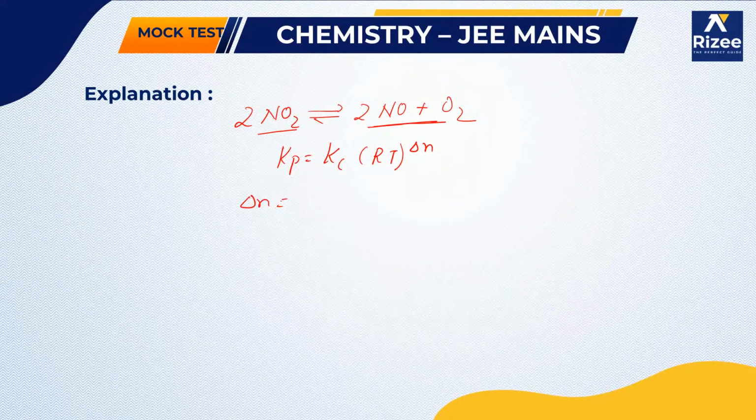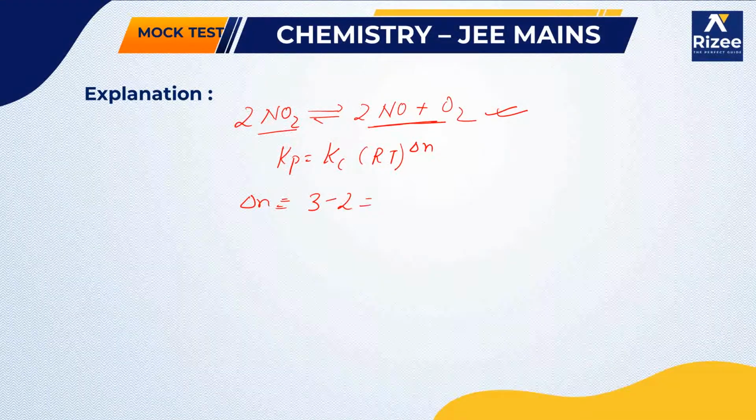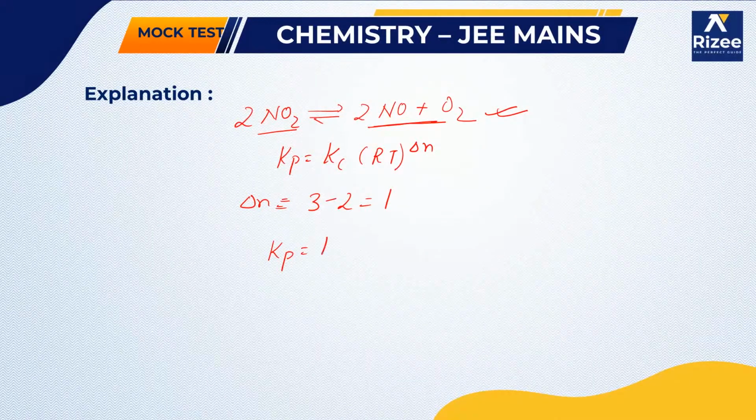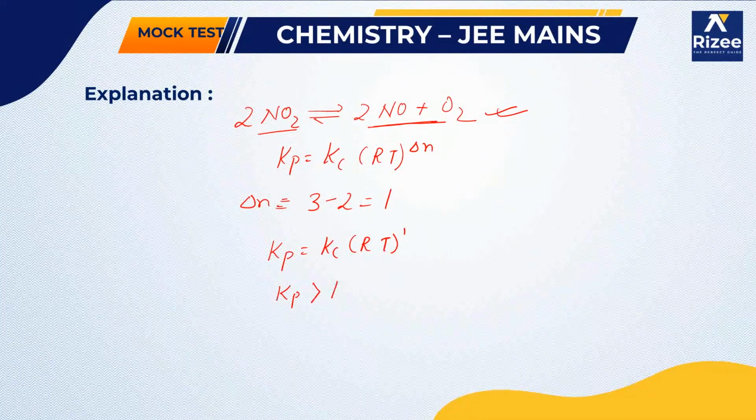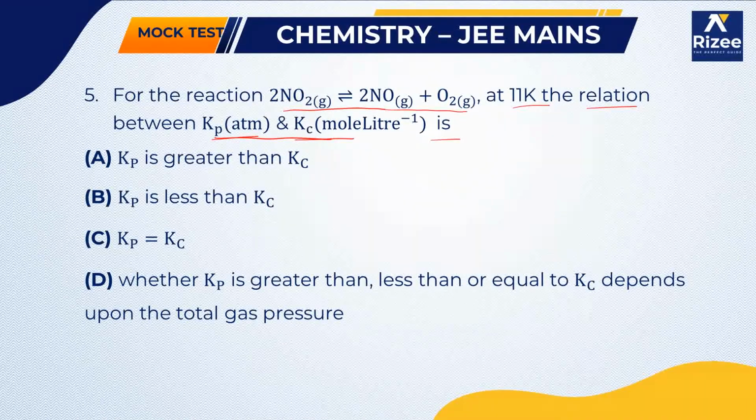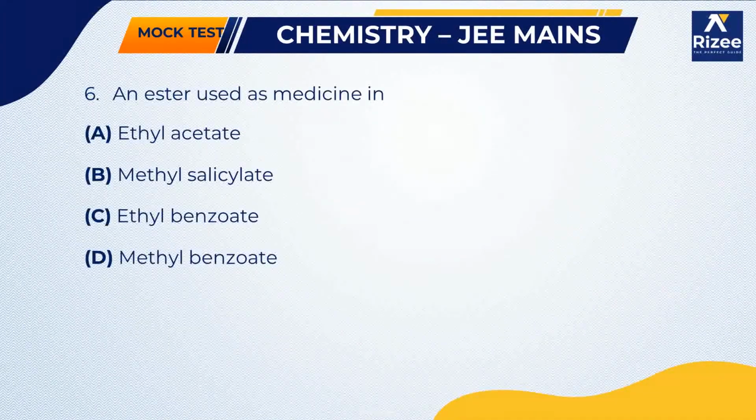So the delta n value for this reaction will be 3 minus 2, that is equal to 1. So we can write for this reaction Kp is equal to Kc into RT to the power of 1. So we can write here that Kp is greater than Kc. So in our options, Kp is greater than Kc means the first option is right. Okay, so moving on to the next question.